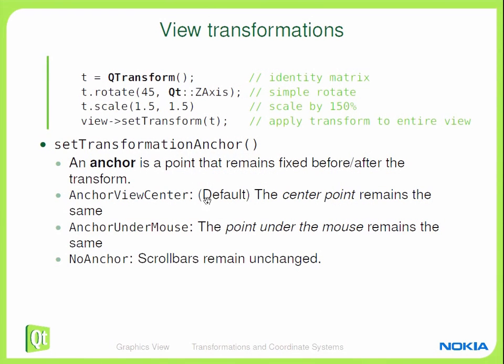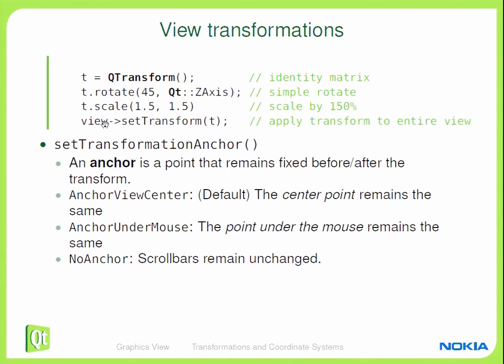You can apply transformations for view, for instance, in order to do tubing. Here's an example. Let's have a look. I'll take the transformation matrix here, marked with T, and I'll tell the current transformation matrix to rotate 45 degrees along z-axis, which is a simple rotation. I'll also scale with 150% by both axes. I could have different scale values for x and y axis, but normally they're the same. And finally, I will tell the view to use this transformation matrix as the current transformation.